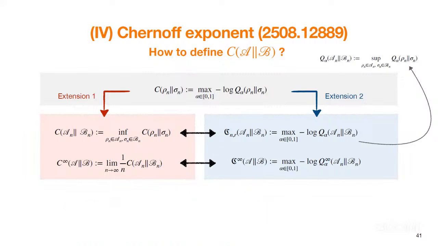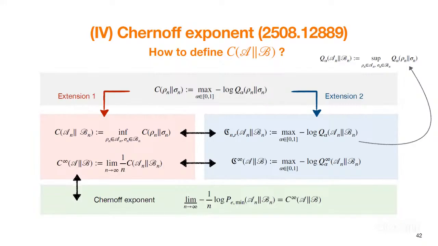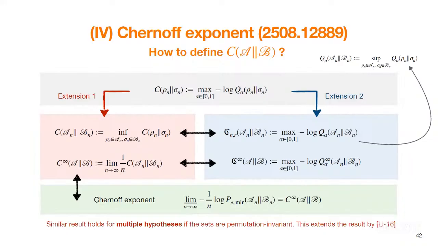Okay. Anyway, so we proved that the minimax also holds for the regularized quantity. So they're essentially the same thing. And we proved that the Chernoff exponent for composite hypotheses is precisely characterized by this regularized Chernoff divergence. Okay, this is the result. So in this case it's a very clean result here, and we can also extend this to multiple hypotheses. If you assume that the sets are also permutation invariant, you have a similar result. So we can extend the result by Kurli to the composite hypothesis.